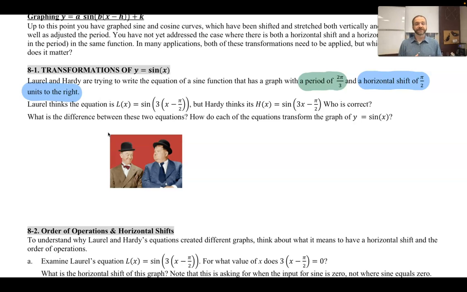Hardy says his equation is sine of 3x minus pi half. It's a lot easier to say Hardy's, isn't it? So maybe that's why they're in disagreement in this case. But we're going to look and see who is right and who is wrong.